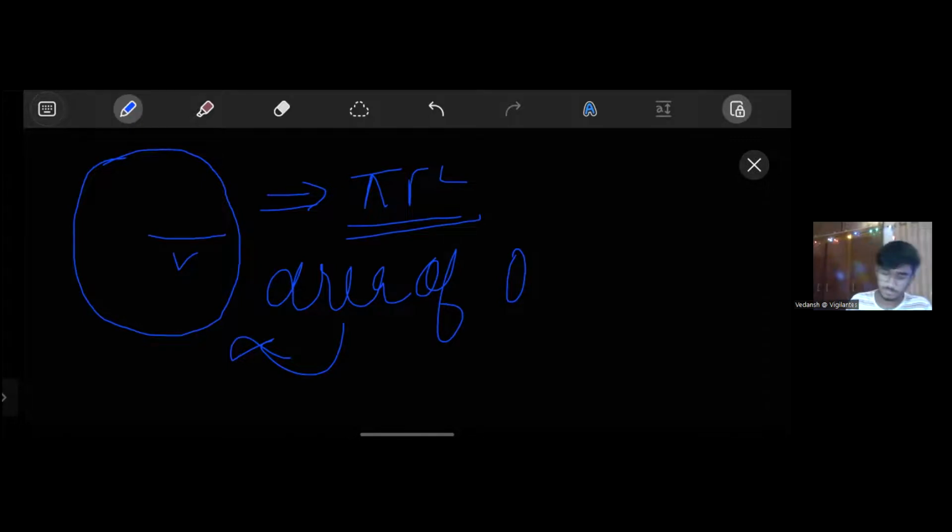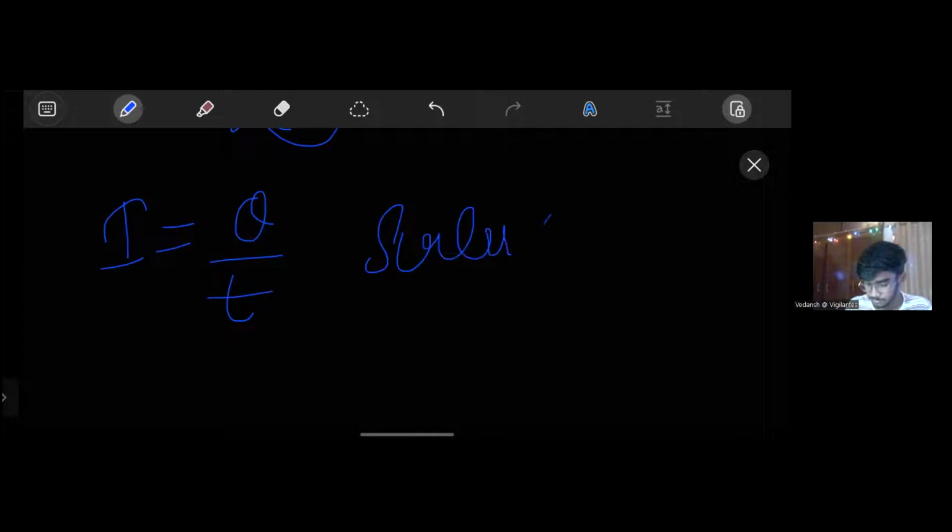Now, I said that current I is equal to Q by T. Now what does this indicate? That current is a scalar quantity.